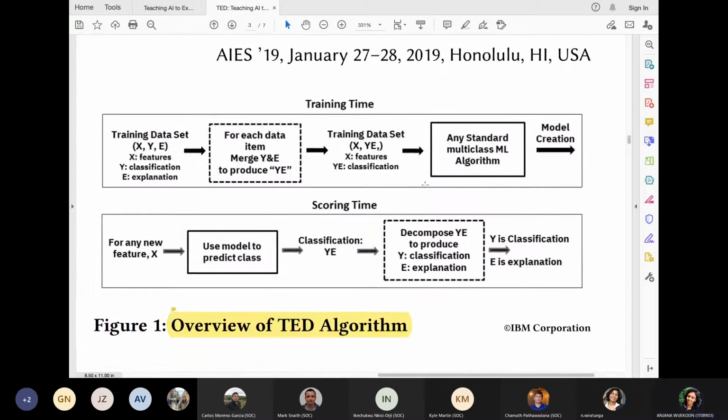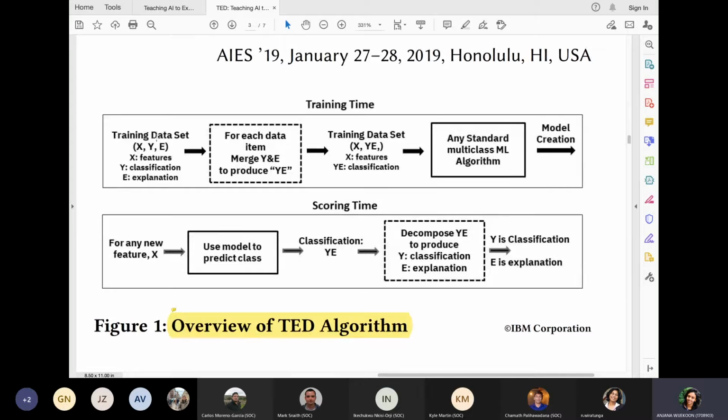If I go in detail, in training time, in our training data set, we have X and Y, but not only X and Y, we have an explanation as well. So they introduced this dotted line component, which is a merge between Y and E. In their instantiation of this paper, it's a Cartesian product. This does increase the number of classes, as you can imagine. Again, we'll talk about that later. So when it's a Cartesian product, we have a set of YE class labels.